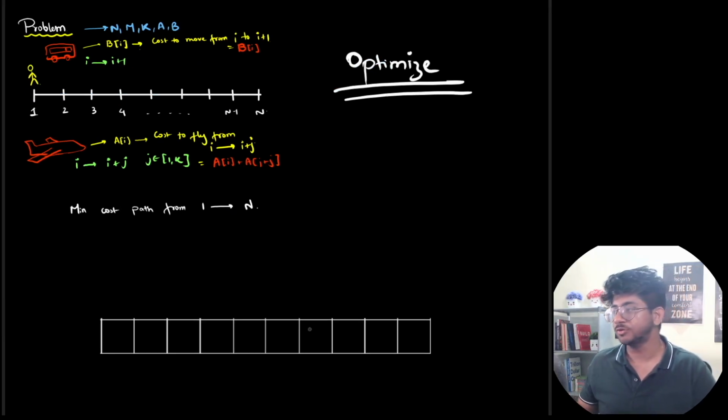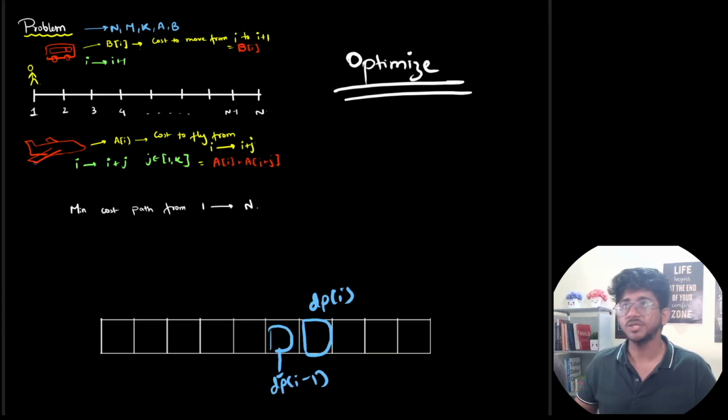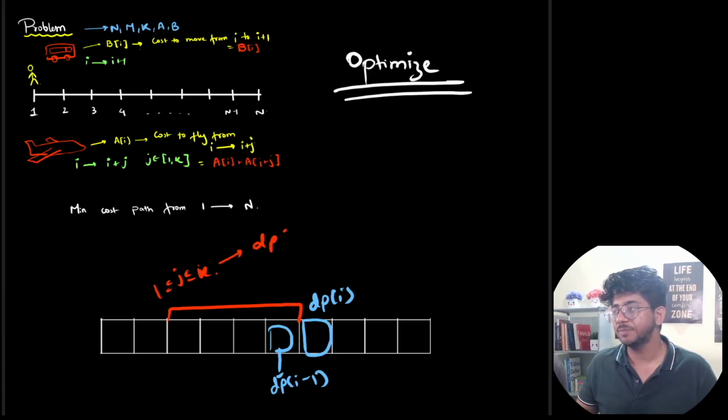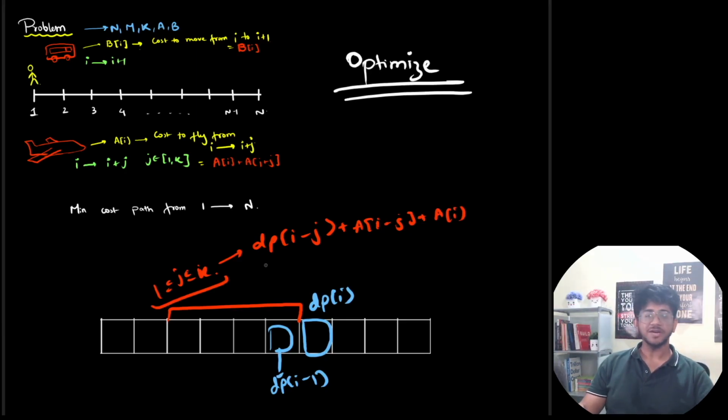To find out a certain value, let's say dp of i, we need two things. One is dp of i minus 1. But one more thing that we require is, for all the different j's in the range 1 to k, you can come from dp of i minus j plus a of i minus j plus a of i. You can come from any of these k options, and we have to loop across all of them, and that is what is increasing our transition.